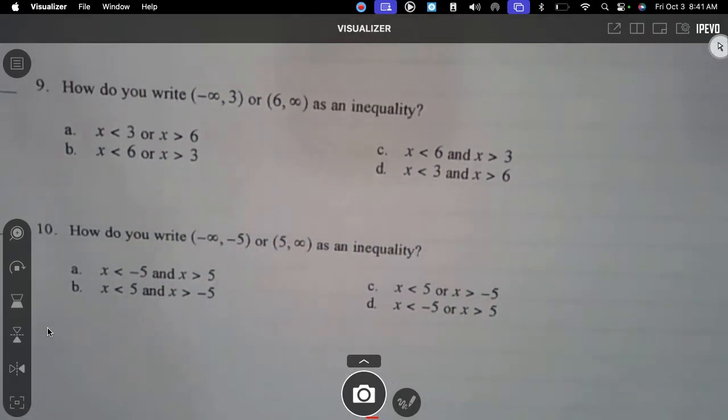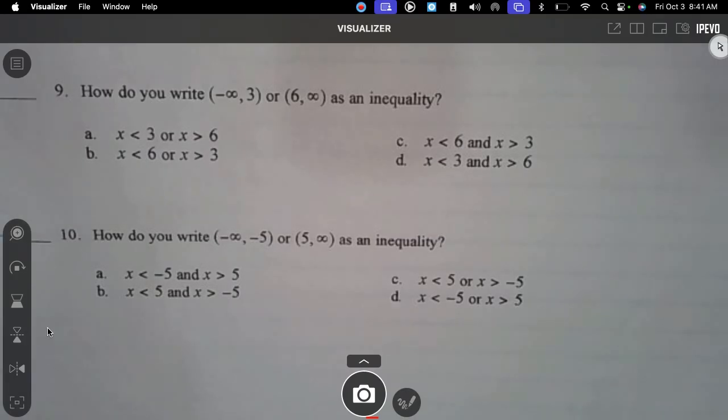Then this one, okay, these are a little different. It says it goes from negative infinity up to what number? 3. So what sign is that? Greater than or less than? If we're talking about going that way, it's a less than. So I would write, I know my answers are here, but I'm just going to write it out. X is less than, is it equal to 3? No. So my first one is X is less than 3. What's the word in between them? Or. Okay. That's just there to confuse you.